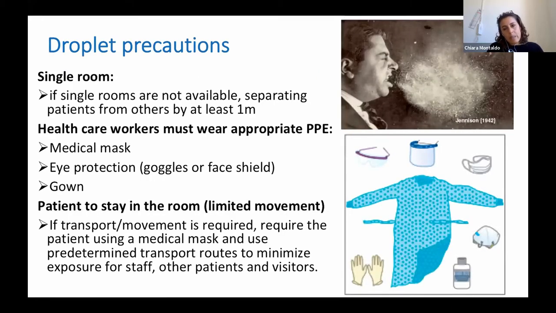Then there are infections transmitted by droplet. Droplets are big enough to precipitate, so they don't remain in the air. That's why they are a bit less dangerous, let's say, in terms of transmission than airborne transmitted diseases, because they don't remain in the air, but still are a possible cause of transmission. So even for those, if we suspect an infection transmitted by droplet, if possible, we should always isolate a patient. We should use the appropriate PPE for respiratory protection, so mask, eye protection, gown, and we should limit the movement of the patient until we think that the patient is still contagious.